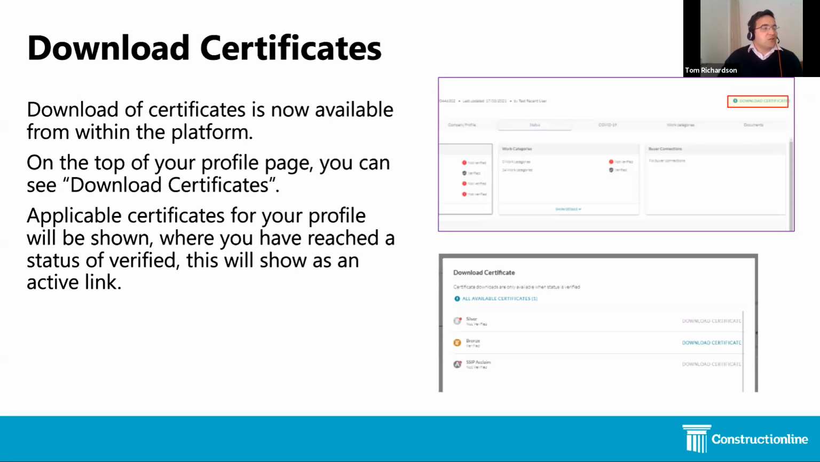The last bit we're going to touch on before we go into the demo, which isn't related to issues but is new and worth mentioning, is around download certificates. Previously, you were only able to download your certificates via a link on the introduction pages or via a website. The ability to download certificates is now visible from within the platform itself. You may have noticed on the top right-hand side, you've got download certificates, and this will show you, provided that you're verified to the correct level, where you can actually download the certificate for the level that you're verified to. If you're not verified, it won't give you an active link.